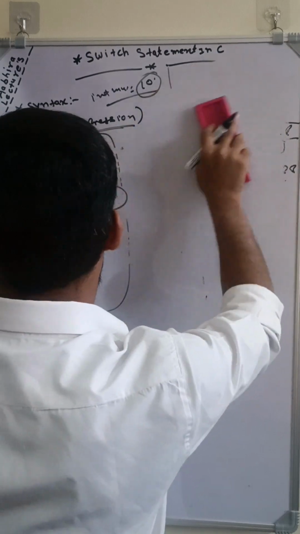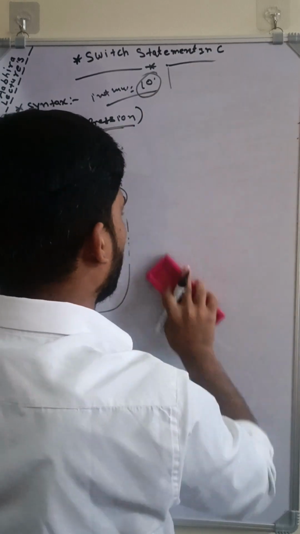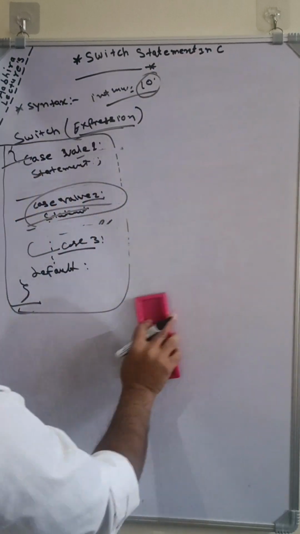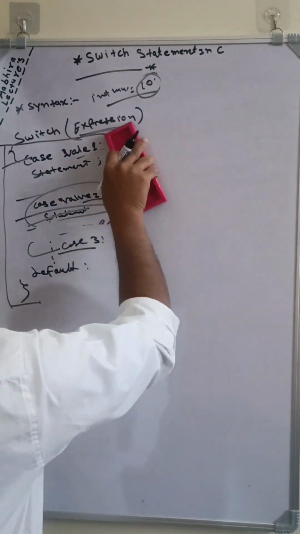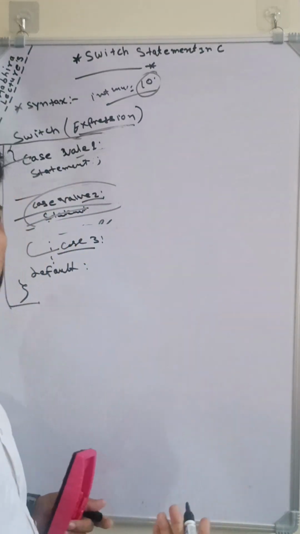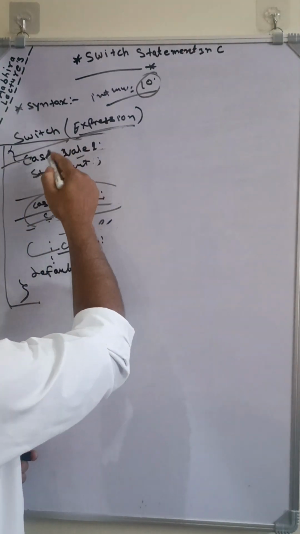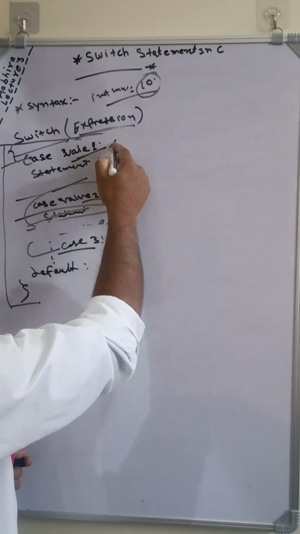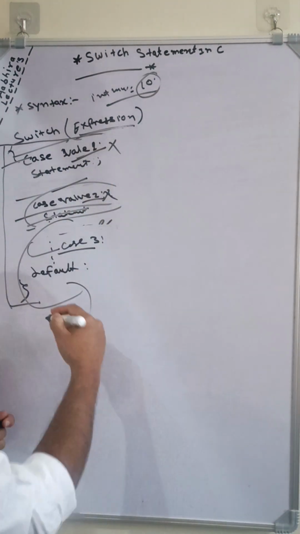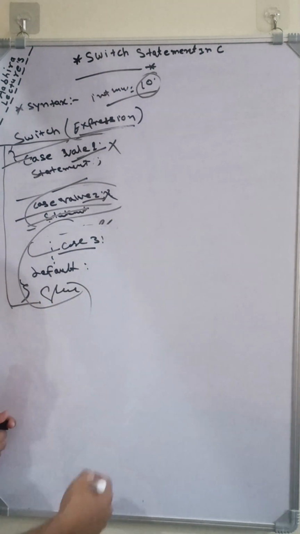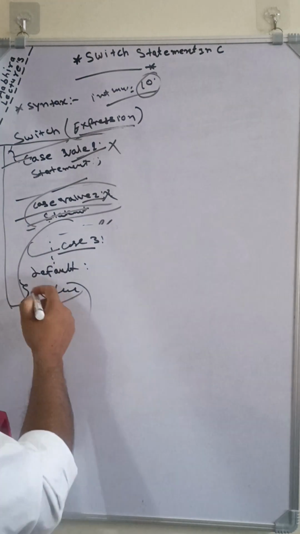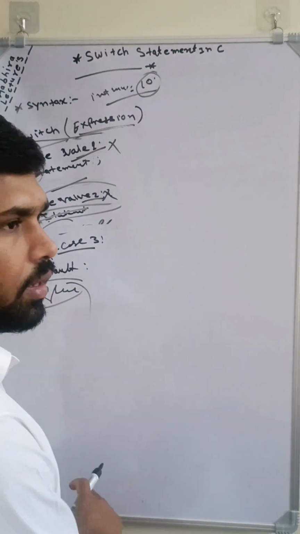And I will also explain why we are using default. Basically, default is optional in switch. Suppose all cases do not match, any case does not match in the switch. Suppose case 1 does not match, case 2 also does not match, then it will go to the default. In default, we give a statement, and that will be printed. So that's the purpose of default. That's why we are using default here.